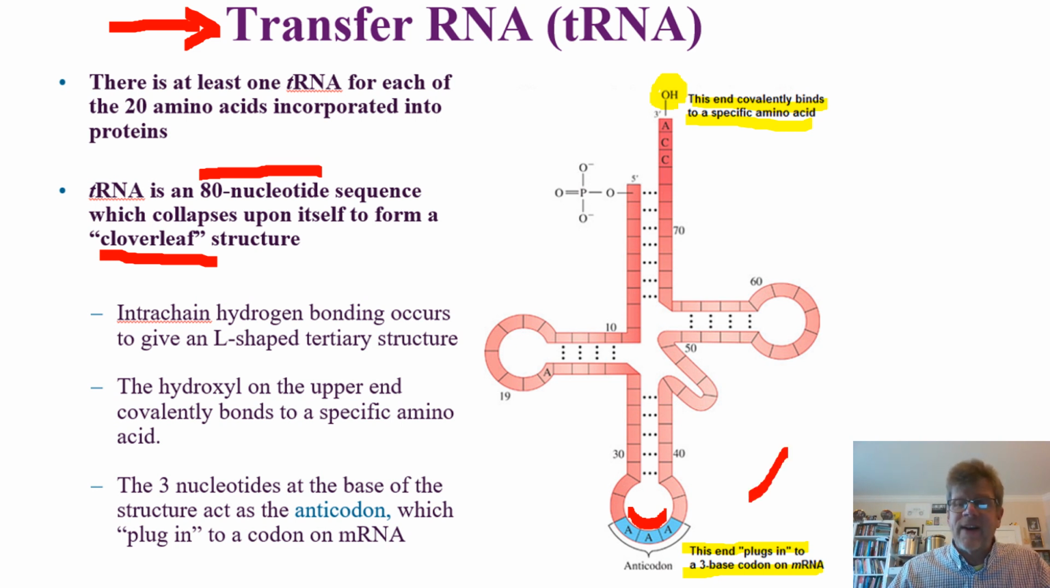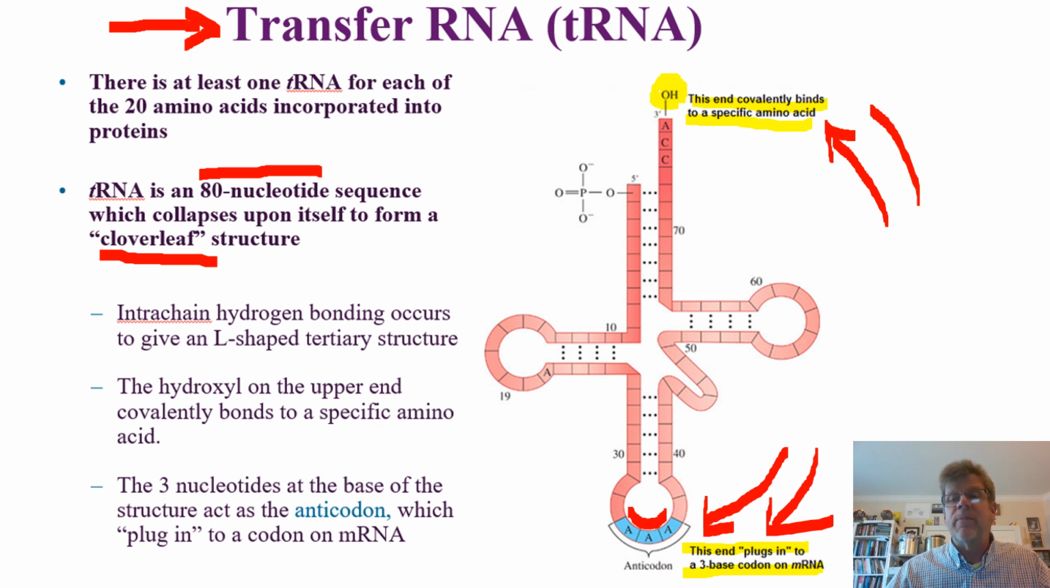Whatever anticodon we have down here is specific for a particular amino acid up here, and that is where the magic of this transfer RNA comes in, for its ability to translate between the language of nucleotides and the language of amino acids, that amino acid covalently bound to that hydroxyl on the upper end.